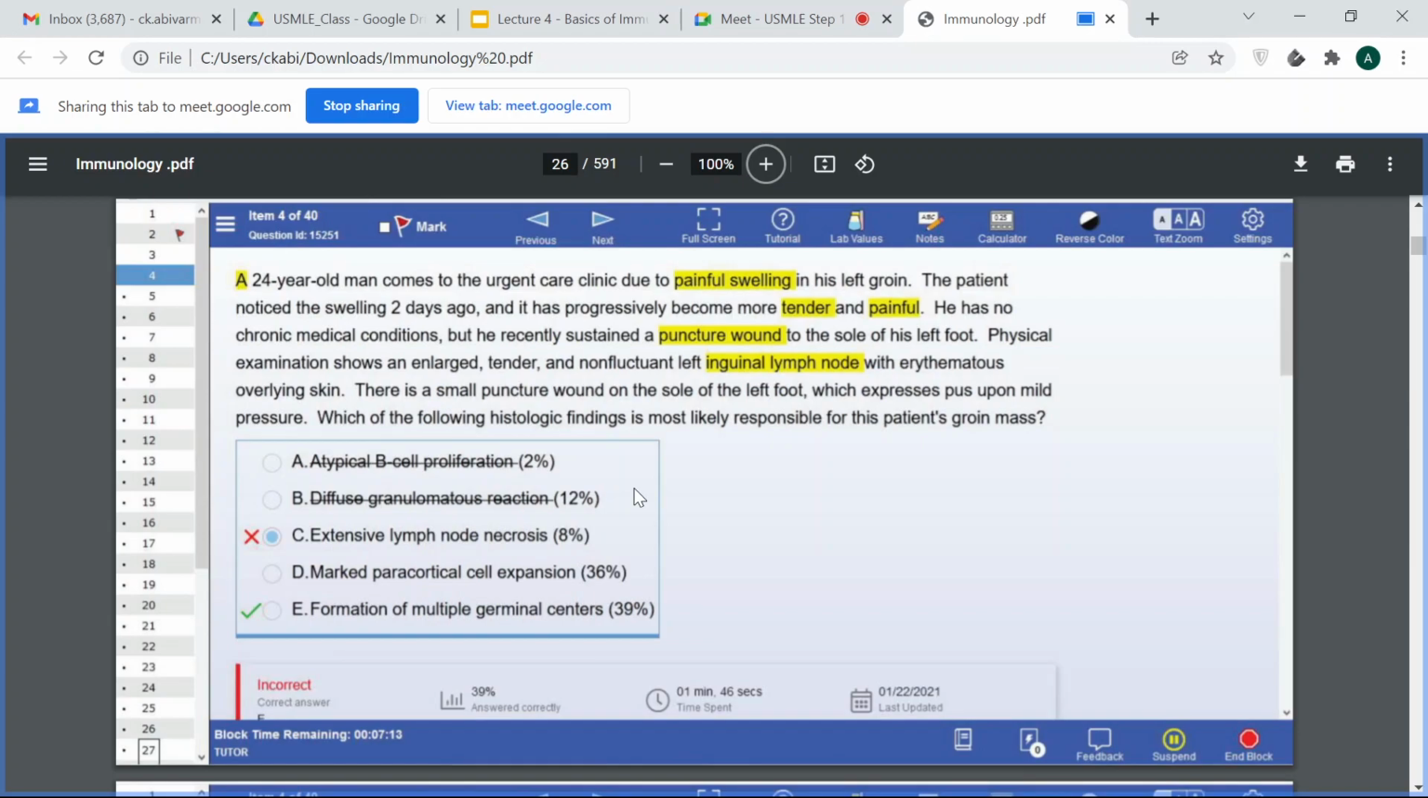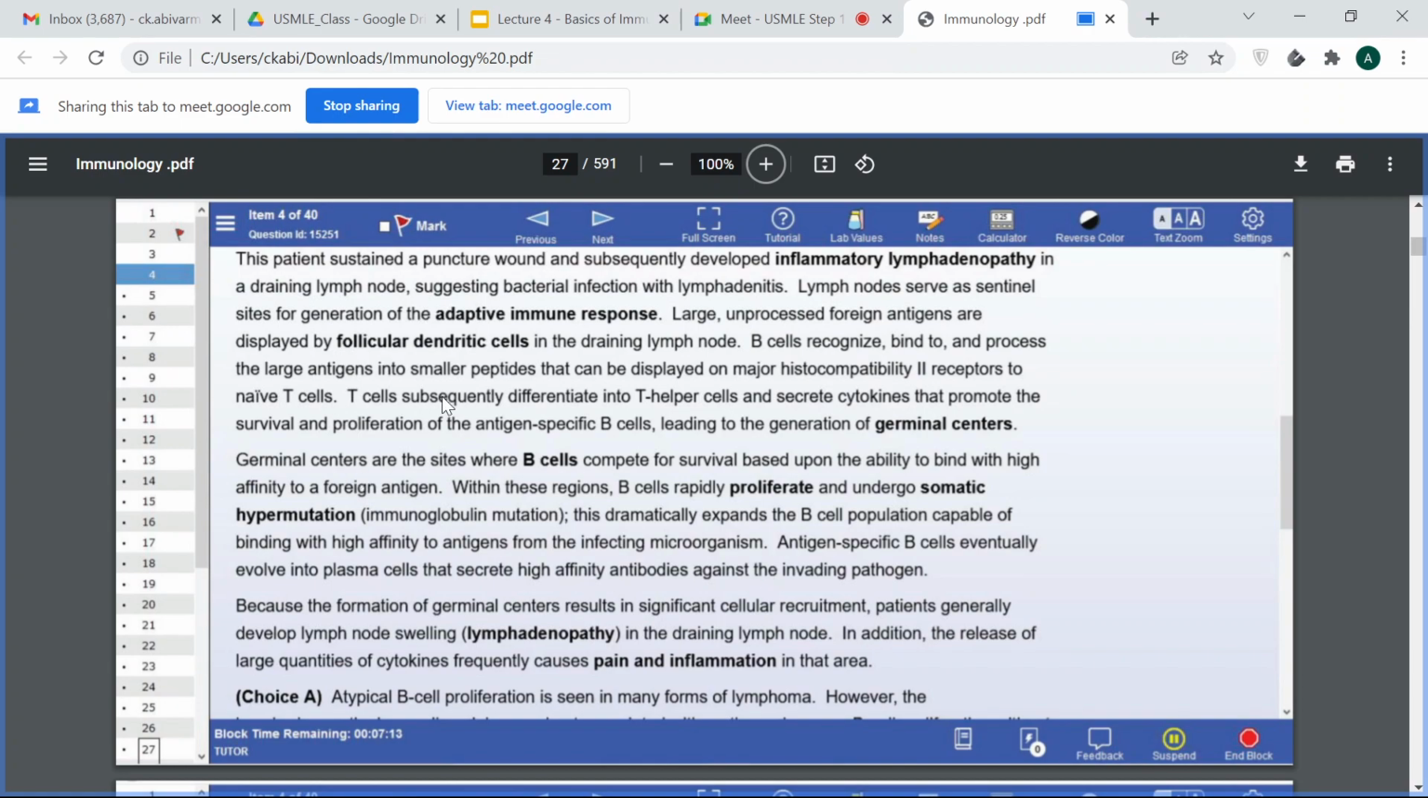The reason it cannot be lymph node necrosis is that even though you might see some necrosis within the inflammatory reaction, that would not be in the lymph node first of all, but at the site of inflammation. And extensive lymph node necrosis usually happens only in specific kinds of conditions. Germinal centers, you guys chose very correctly.